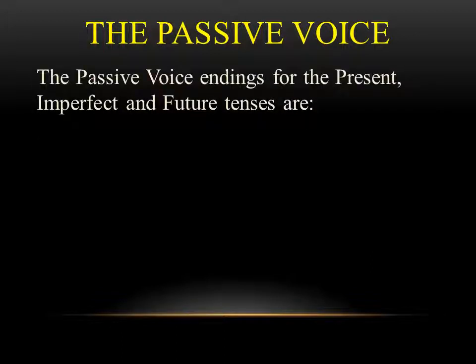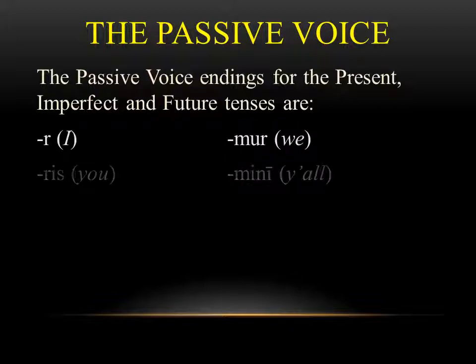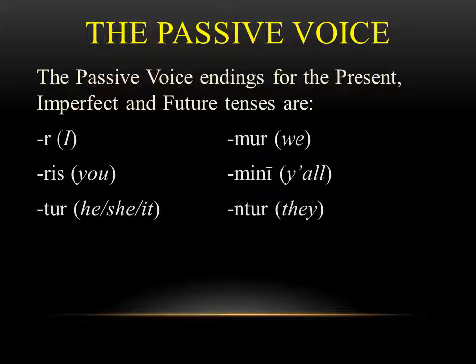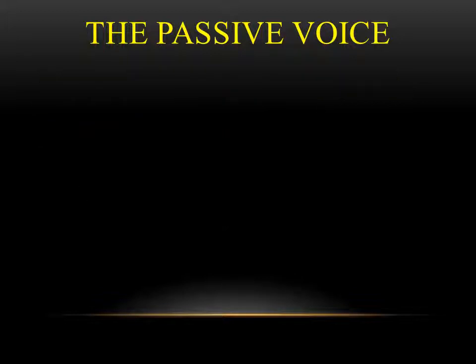So the passive voice endings for present, imperfect, and future are r, ris, tur, mur, mini, ntur. And they follow exactly what we did with active voice with o, s, t, mus, tis, nt. We just changed the ending, but the person remains the same. So r is I, ris is you, and so on and so forth. We're just using different endings.